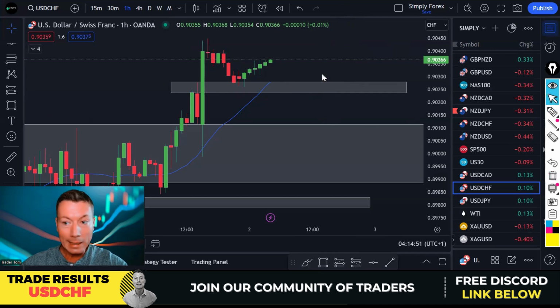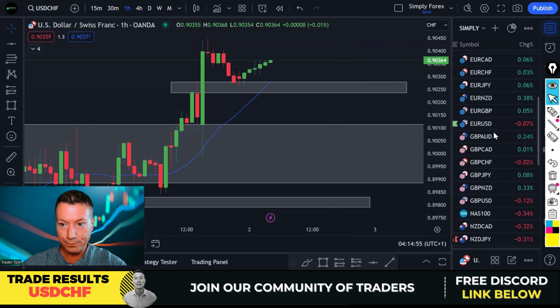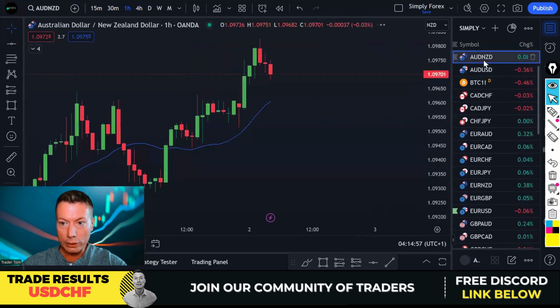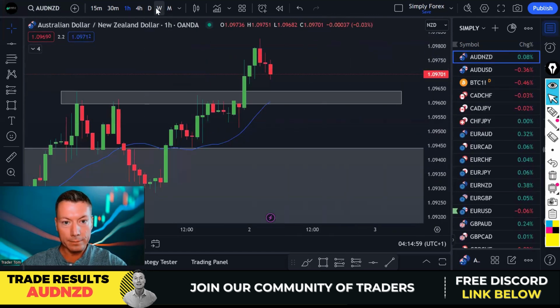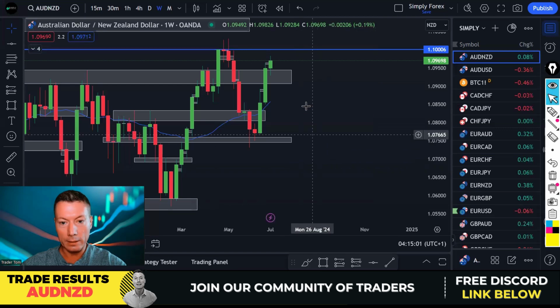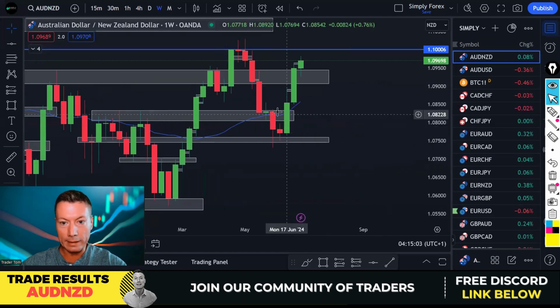So they're my main trade ideas, guys, but I'm also looking at the following. Aussie dollar, New Zealand dollar. If we just look at the weekly chart, it's in a downtrend, but this is on a tear.